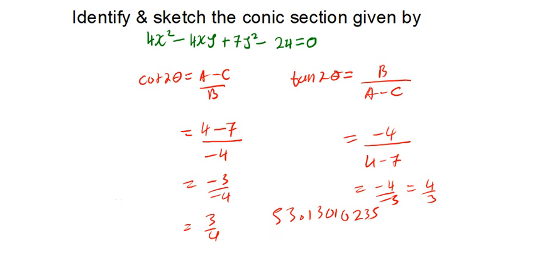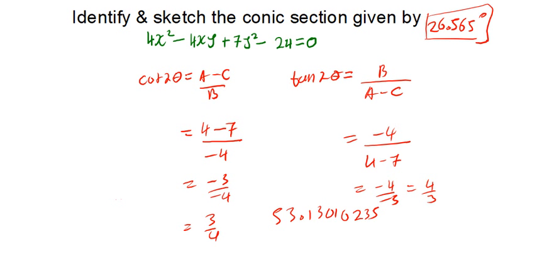Okay, then if you divide this by 2, because you're saying 2 theta, not theta, so for you to get the theta you have to divide it by 2. If you divide that by 2 you get 26.565, I can leave it there, degrees. So this is the angle at which you are rotating the conic, and since it's positive there, you are dealing with clockwise rotation.